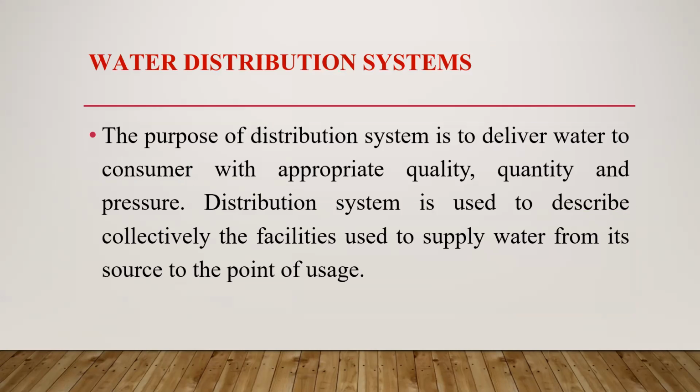So what is the water distribution system? The main purpose of a distribution system is to deliver water to the consumer with appropriate quality, quantity, and pressure. What is the main purpose? To deliver water to the consumer with appropriate quality, quantity, and pressure. We cannot compromise in respect of quality, quantity, and also pressure.